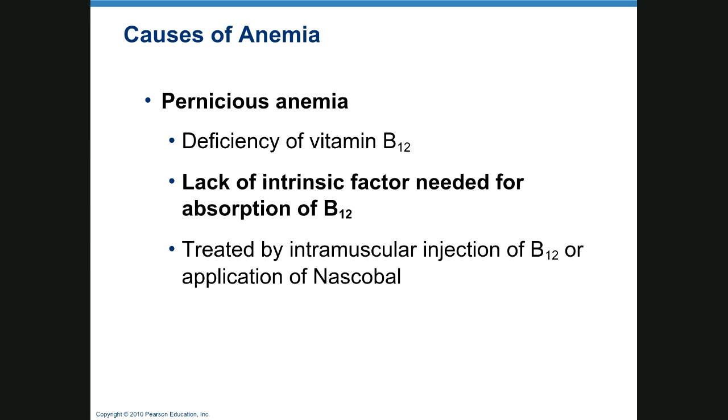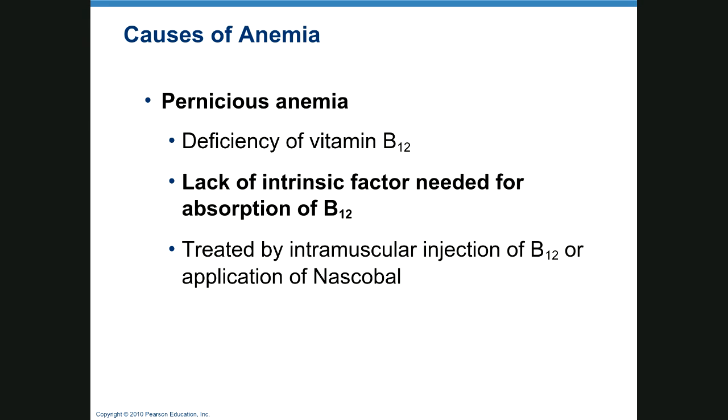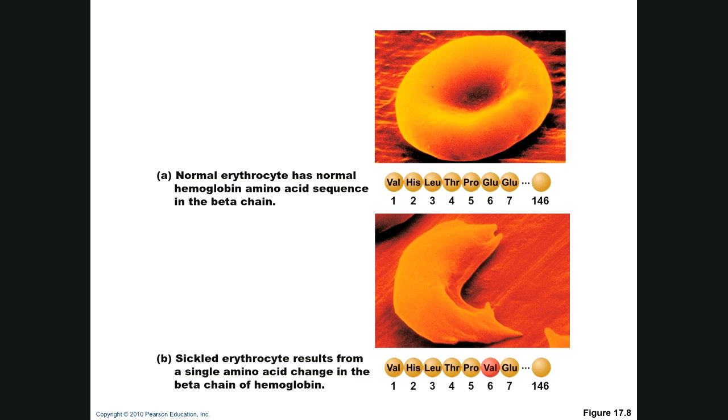Pernicious anemia is a B12 deficiency, and it's caused by a lack of intrinsic factor in the stomach that you need for absorption of B12. And it either requires injections or a B12 that you put under your tongue and it bypasses the stomach. Sickle cell disease is a genetic disorder. Defective genes code for abnormal hemoglobin and any kind of stress, they become sickle-shaped. So this is a sickle cell, a stressed-out sickle cell.